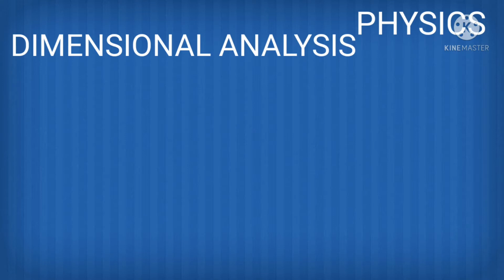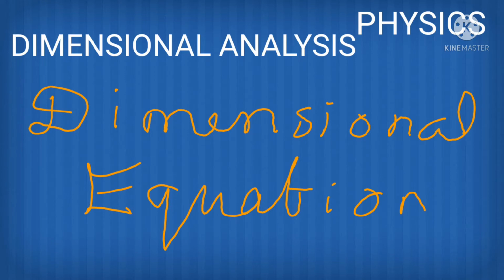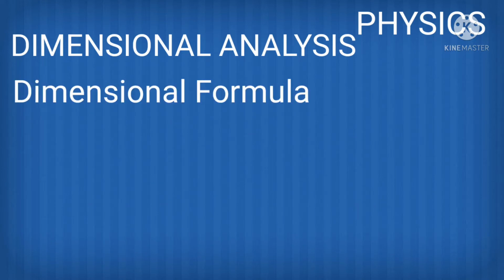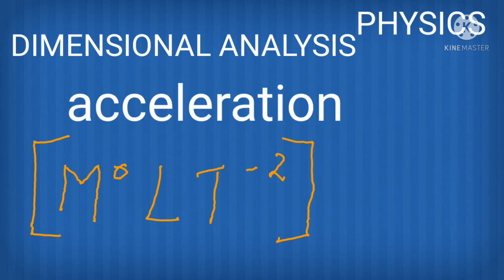Okay. Now, let us see what is dimensional formula and what is dimensional equation. Dimensional formula is an expression which shows how and which of the fundamental units are required to represent the unit of a physical quantity. What do we call the formula we use to represent the unit of a physical quantity? It is called the dimensional formula. For example, M power 0 L T power minus 2 is the dimensional formula for acceleration.